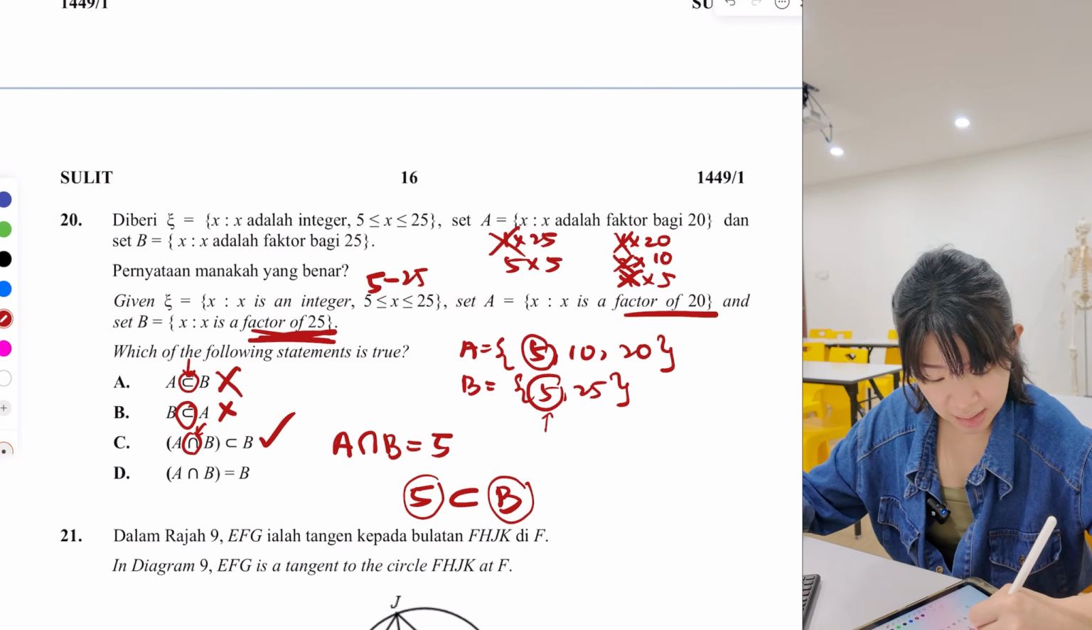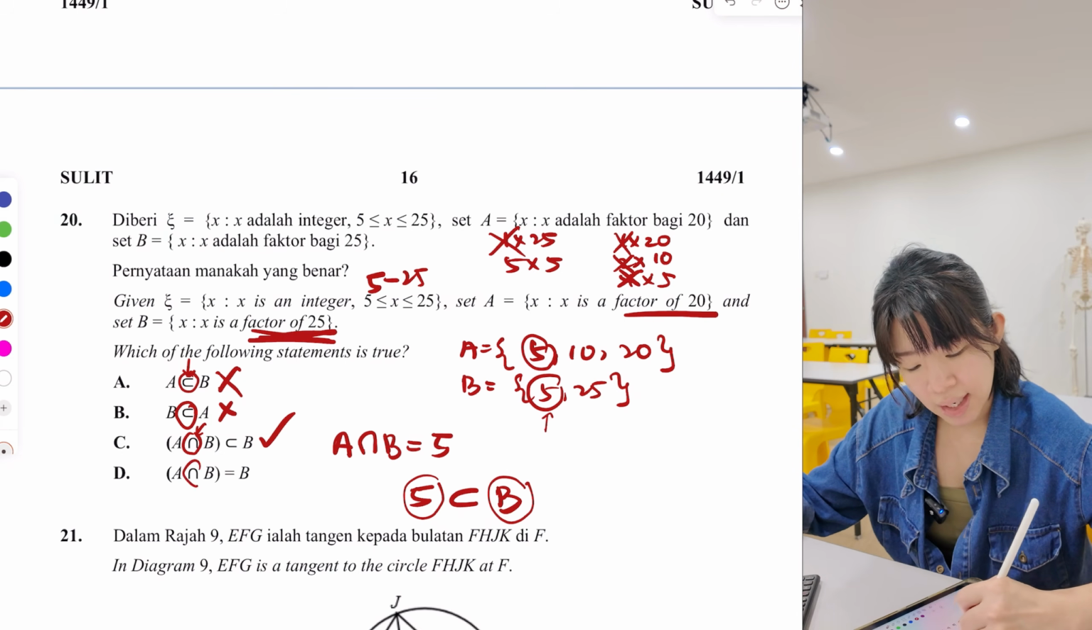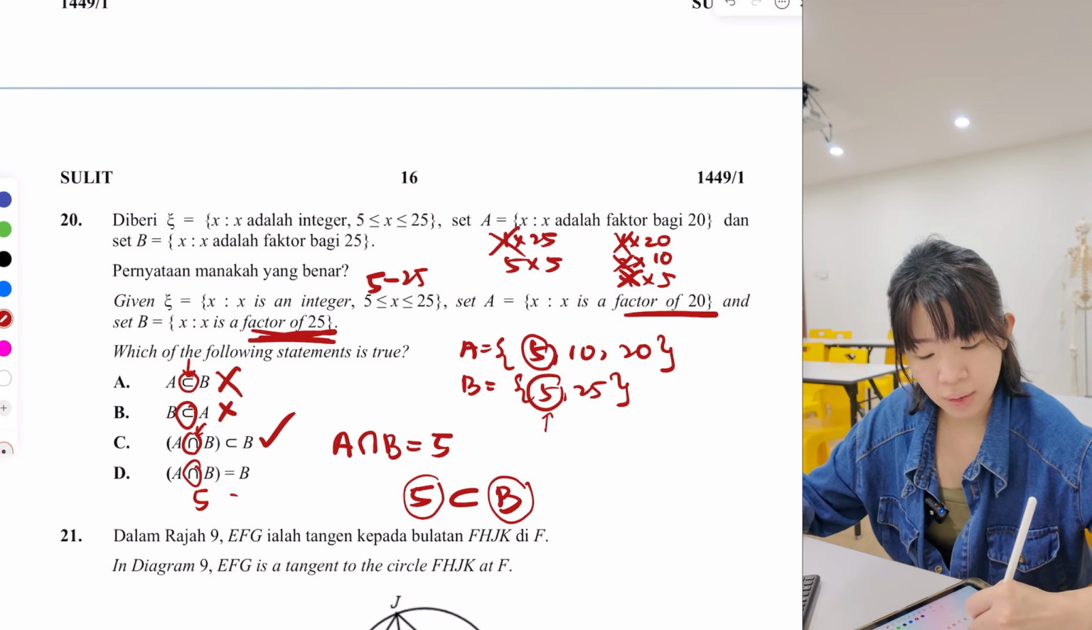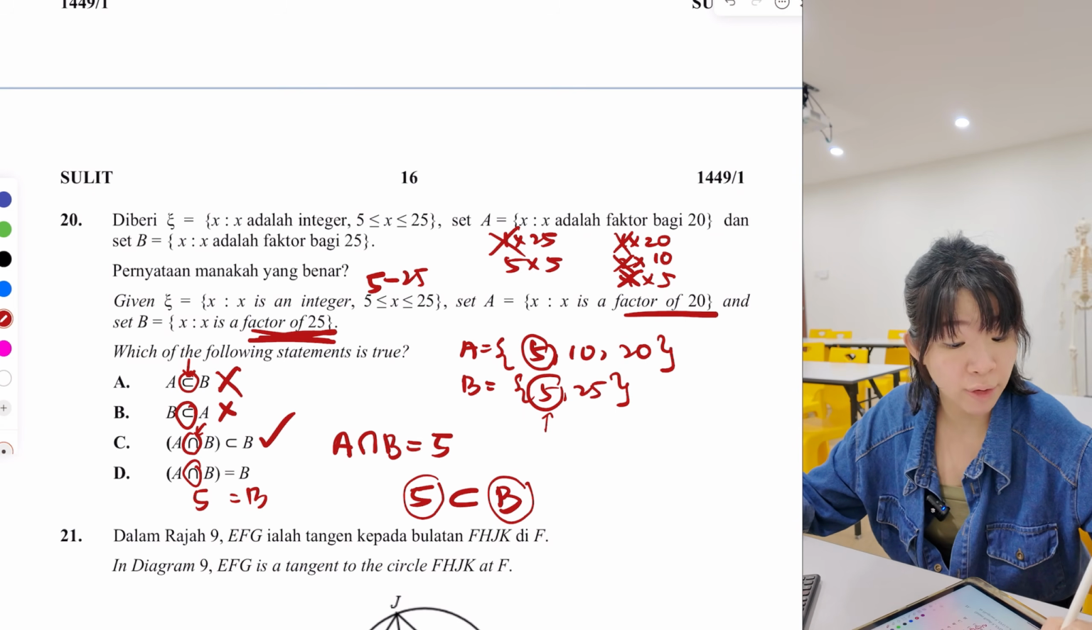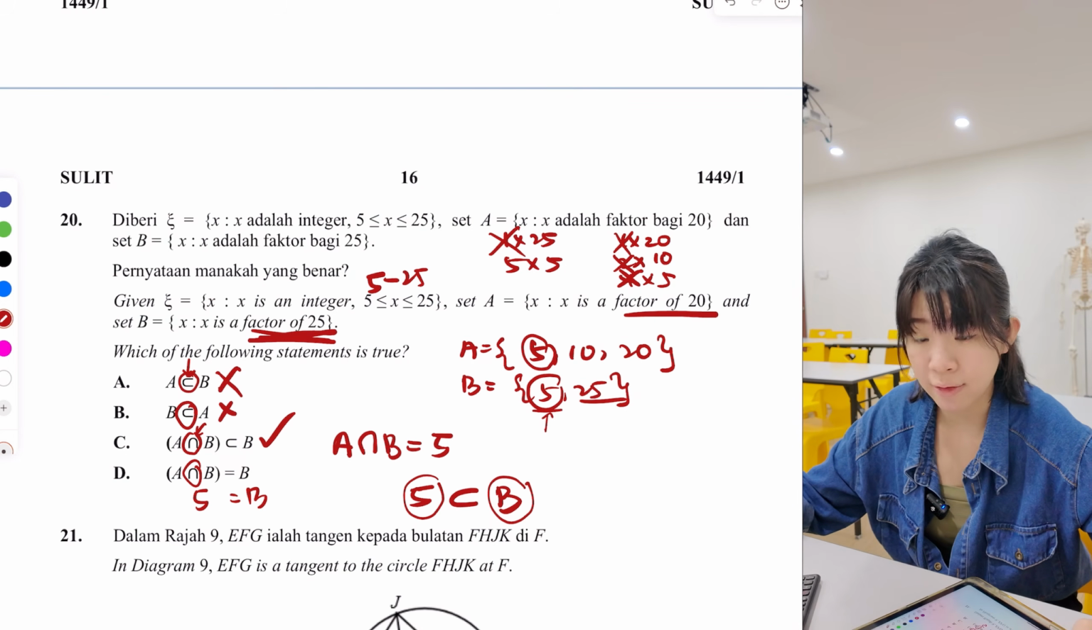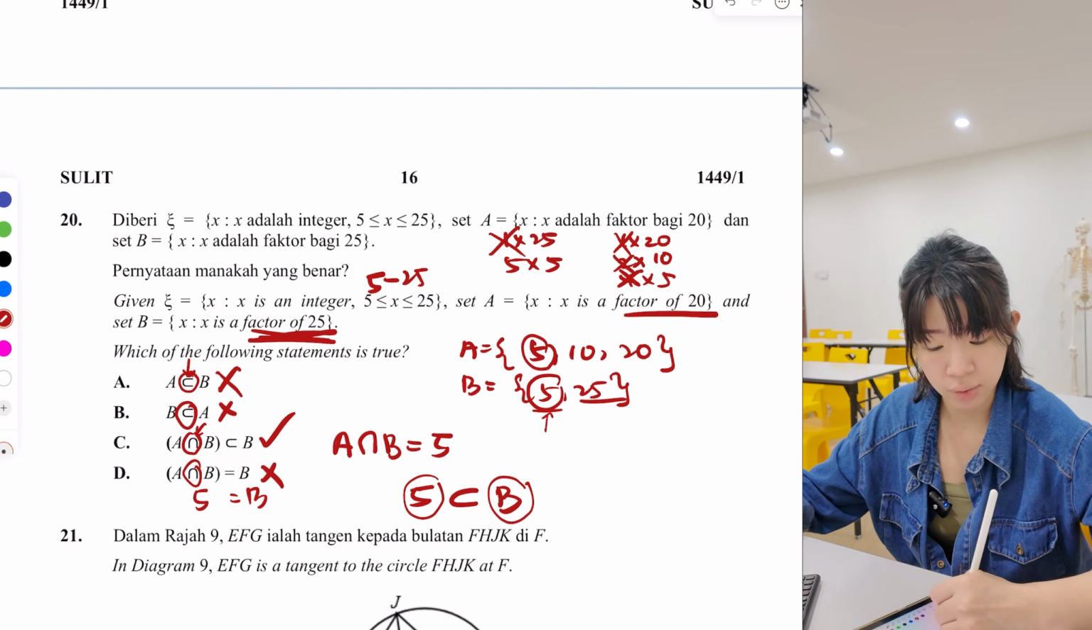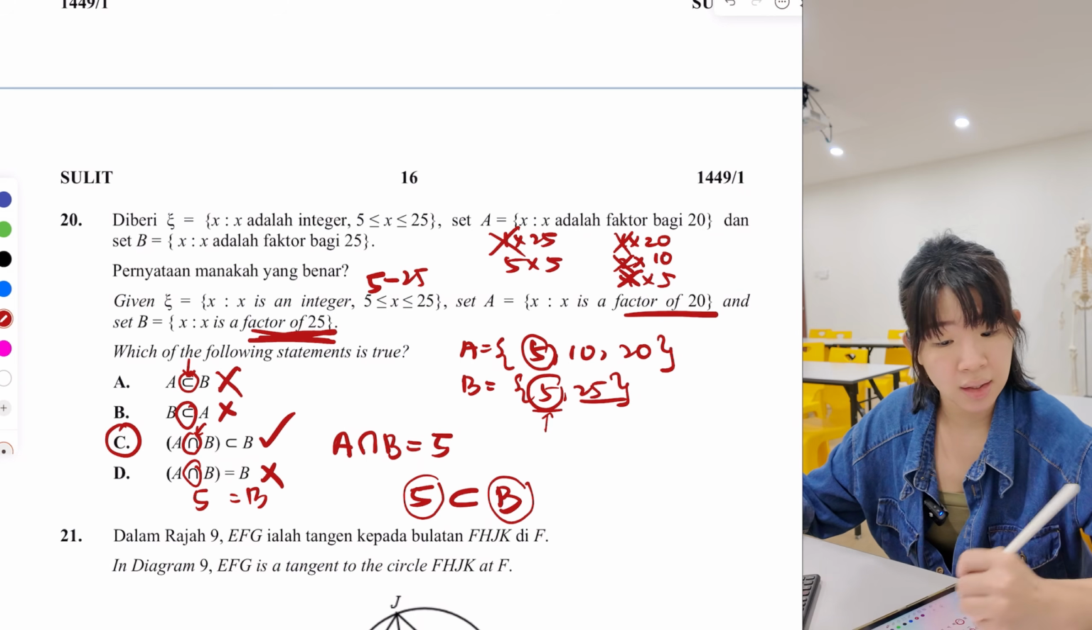Let's see D. A intersect B. Just now you said A intersect B is 5. So they say 5 is equal to set B. No, set B has 5 and also 25, not 5 only. So this is wrong. So the answer is C.